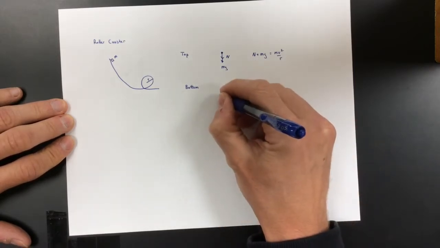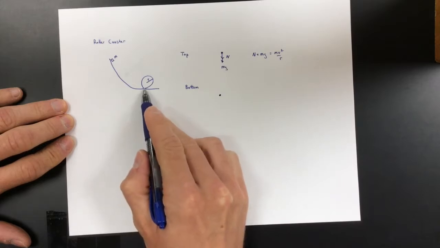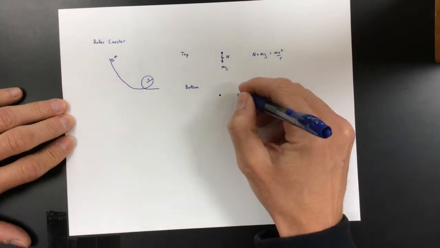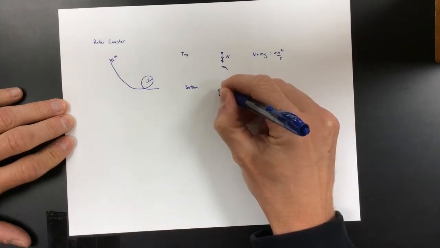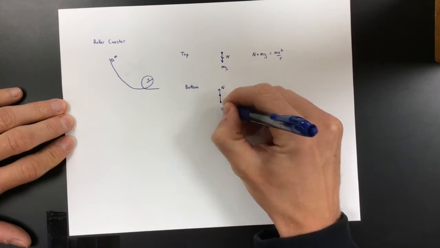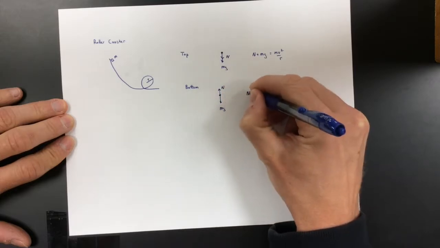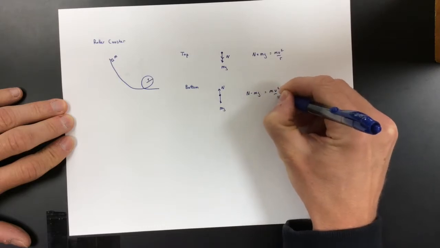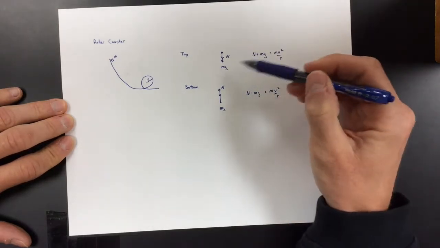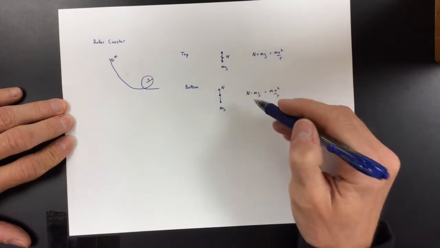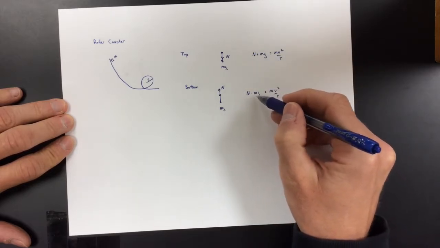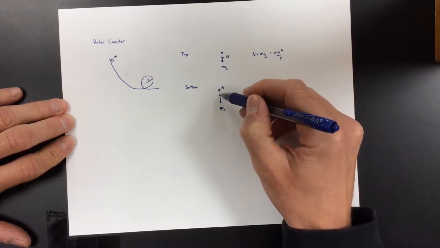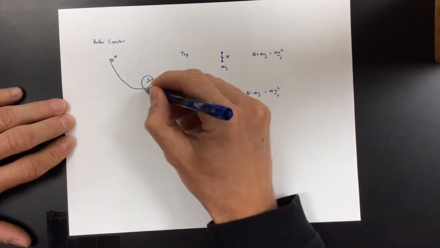On the bottom, meaning when you're coming out of the loop-de-loop, you've got the normal force up and mg is down. In this case, N minus mg equals mv squared over r. And again, at the top, gravity is helped by the normal force. At the bottom, the normal force is hurt by gravity. Gravity wants you to go down. The normal force has to be upward. The normal force is inward.